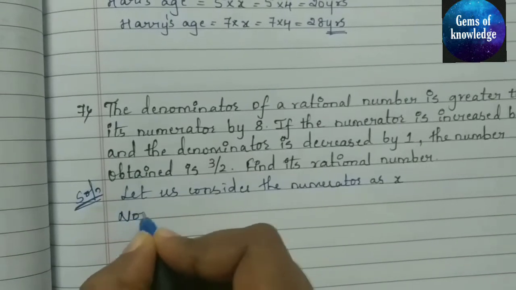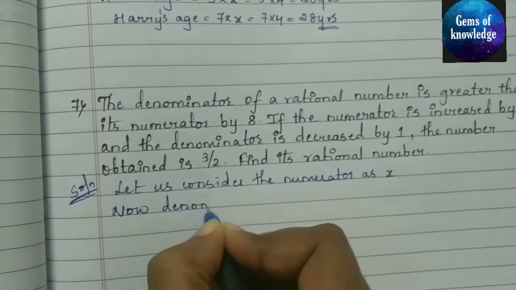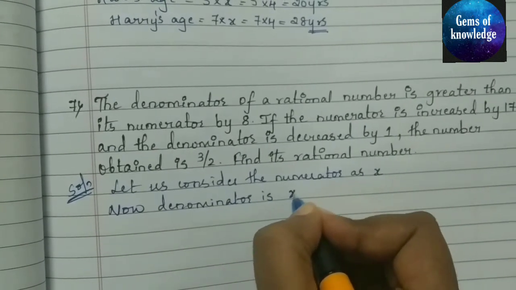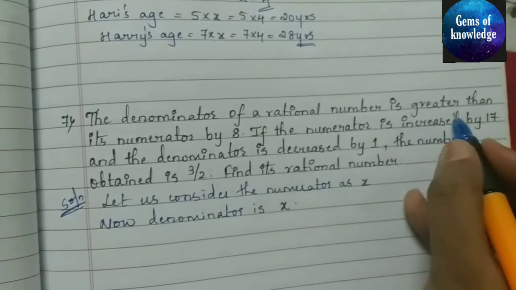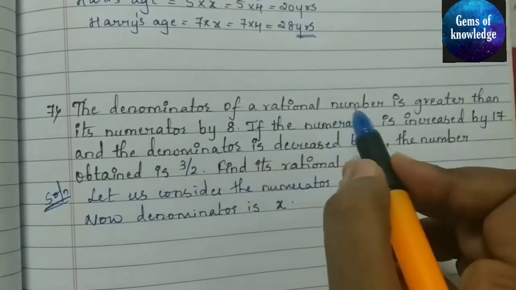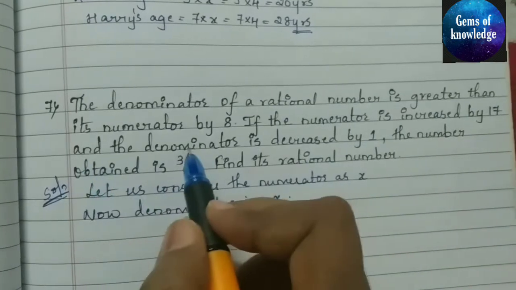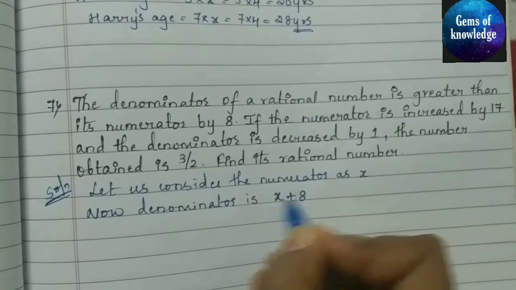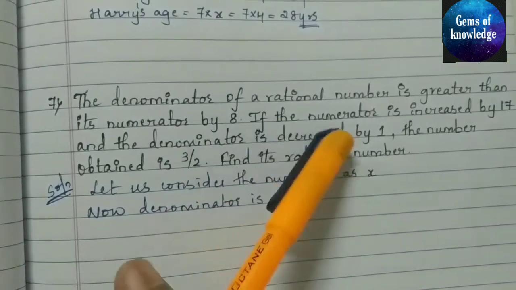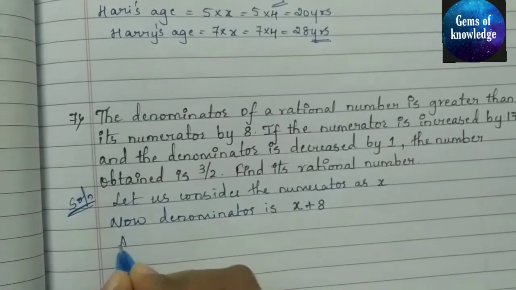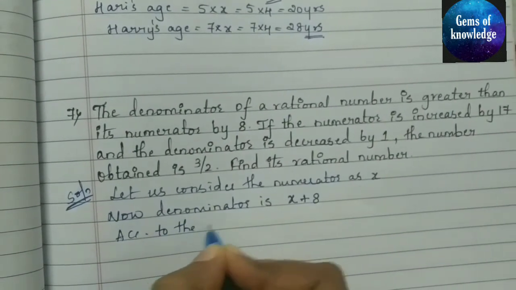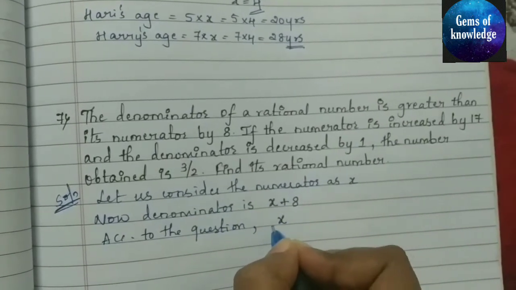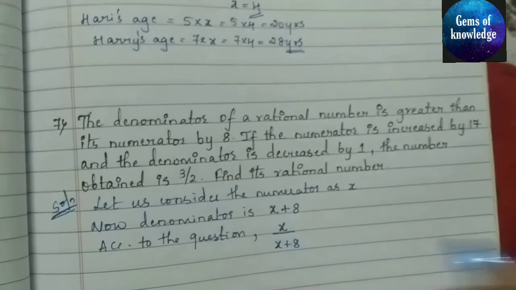Now according to the question, they have given the denominator is greater. What they have told, the denominator of the rational number is greater than its numerator by 8. This is the numerator and this denominator is greater by 8. So now let us write according to the question. It will become the numerator is x and the denominator is x plus 8.